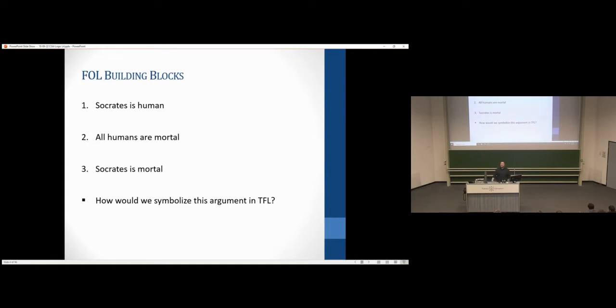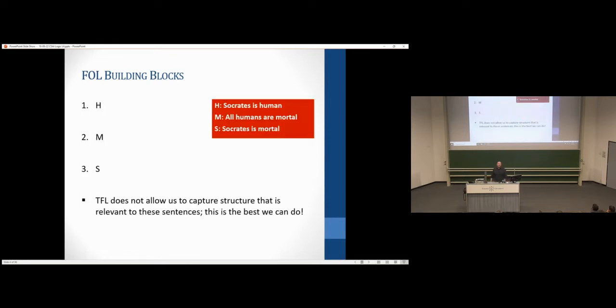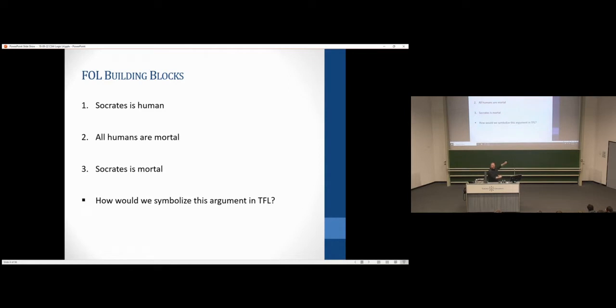But if we think about how we would symbolize this in TFL, we have a problem. When we symbolize this in TFL, you might do it something like this, and we lose the validity. This is basically because the reasons this argument is valid don't have to do with the overall sentences. It has to do with subsentential parts. Specifically, it has to do with the fact that we're talking about Socrates. We're saying he's one of the things that are human. Then all of the things that are human are inside the collection of things that are mortal, so he must be in the collection of things that are mortal too.